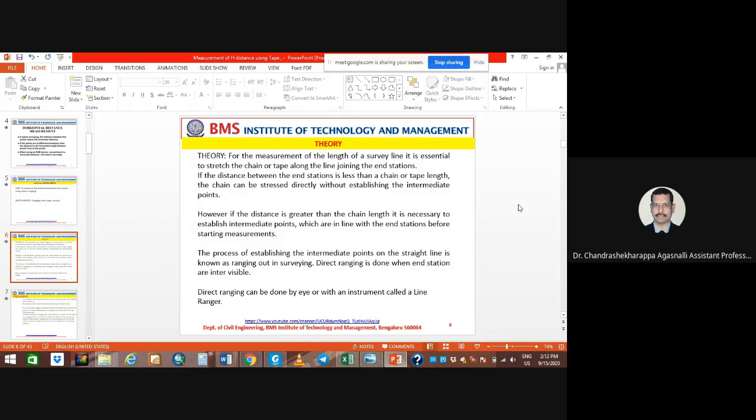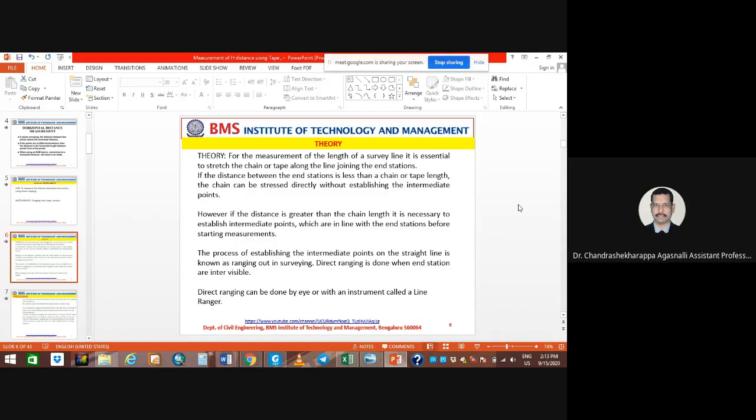And the second one is that your chain or tape length is lesser than your actual length. Okay, this is the thing. Direct ranging can be done by eye or with the instruments called line rangers. So if the points are intervisible, direct ranging can be done. The process of establishing the intermediate points on a straight line is known as ranging out the survey.